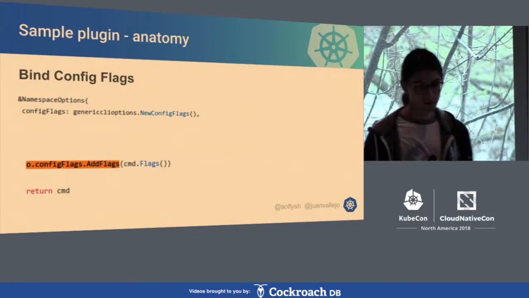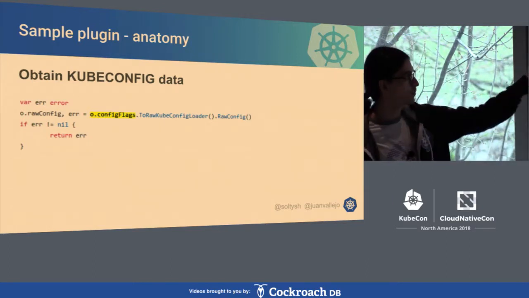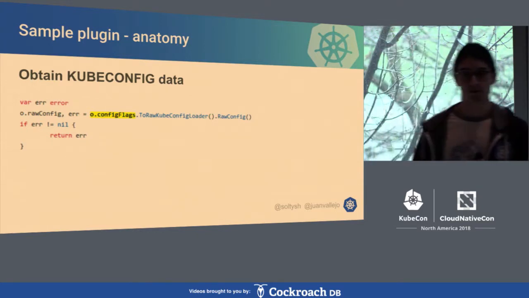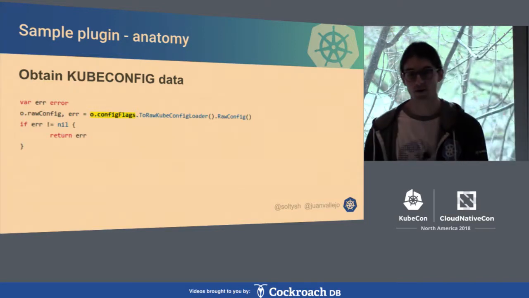So in this case, you're able to, once flags are bound, ask for raw kubeconfig file data. And with that data, you're able to manipulate it. You're able to save it right back. You're able to use it in your program. And essentially, you're able to do it in the same manner that we ourselves do in kubectl.